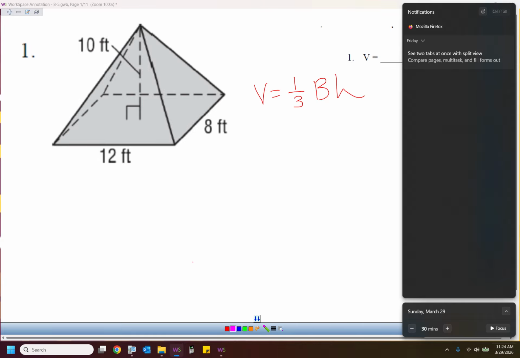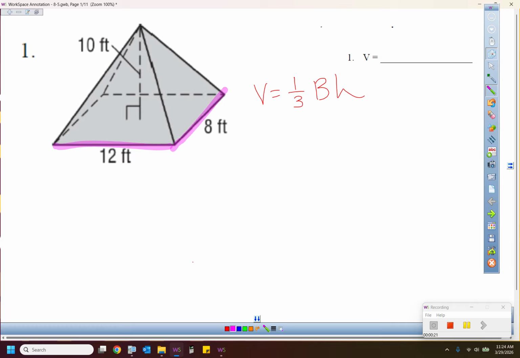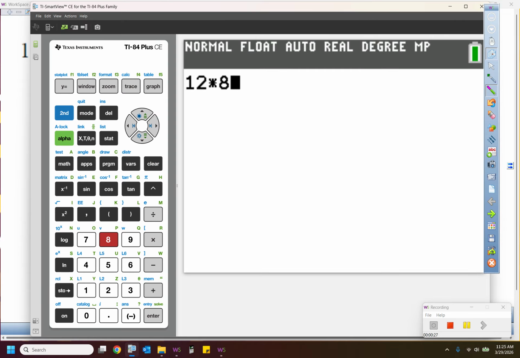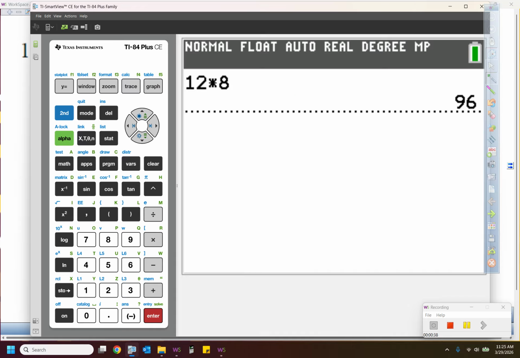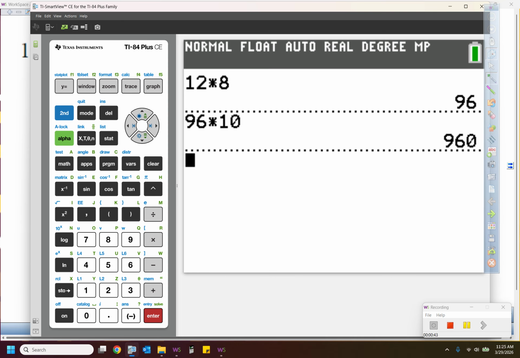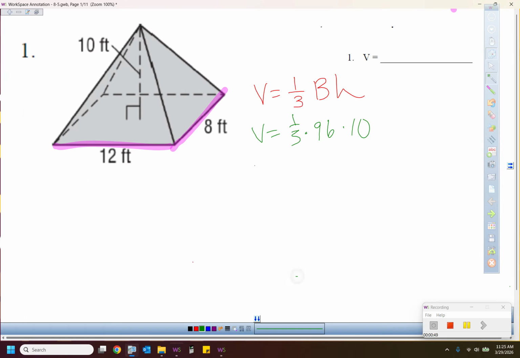So to find the base area, since it is just a rectangle, I can take the length times the width, so 12 times 8, and that's 96, right? So we can do volume equals 1/3 times 96 times the height, which is 10. And that 1/3 can be scary, so I like to just save it for last. I'm going to take the 96 times the 10, and then instead of multiplying by 1/3, I can just take that answer and divide by 3. And I got the volume to be 320, and we'll throw feet cubed on that. So that was a rectangular pyramid.